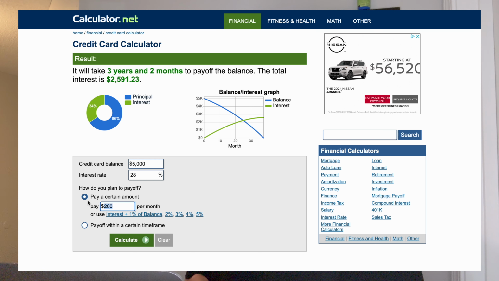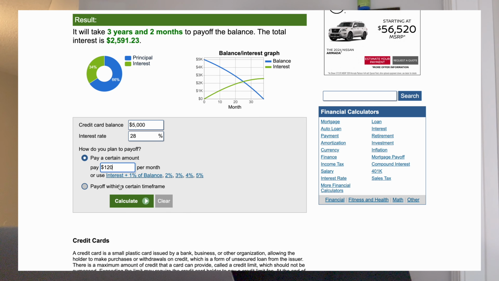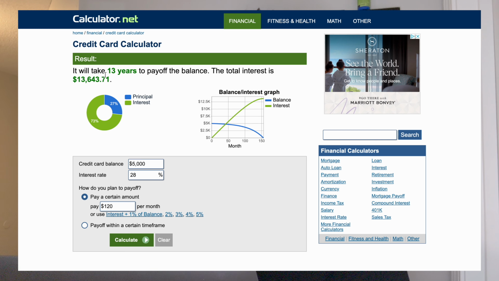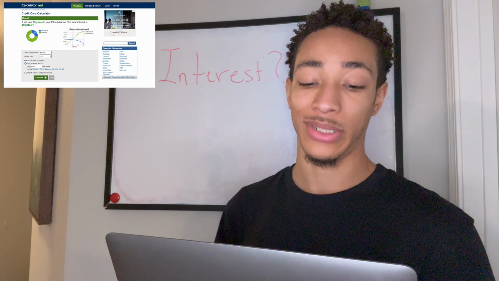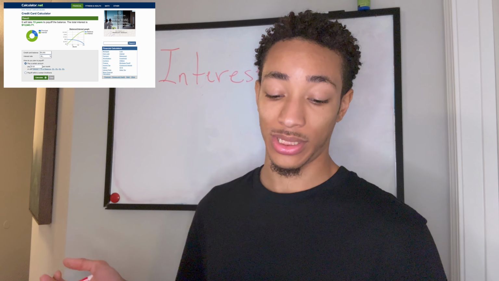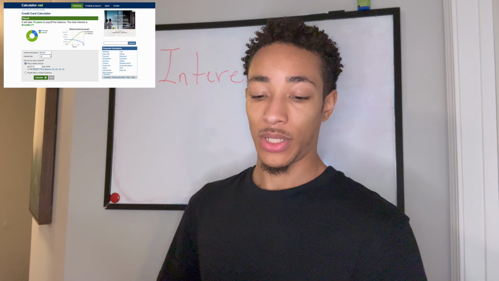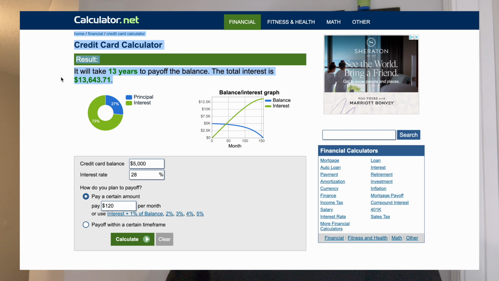For $5,000, you might be paying like $120 a month on your minimum payment, maybe not, it just depends. But let's say you were paying $120 a month in minimum payments, with $5,000 at that interest rate. We're going to calculate this, and it says it's going to take you 13 years to pay that off. Paying the minimum of $120 a month, the total interest that you would pay is $13,000.